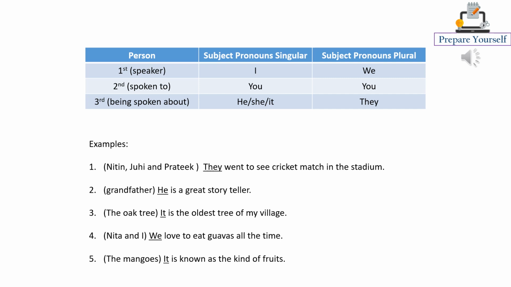Nita and I. Here again, there is more than one person and speaker is talking about himself as well. So here we should use plural of we. We love to eat guavas all the time. First person, plural. The mango is known as the king of fruits. Here we know things come under the category of it. So we shall use it is known as the king of fruit.